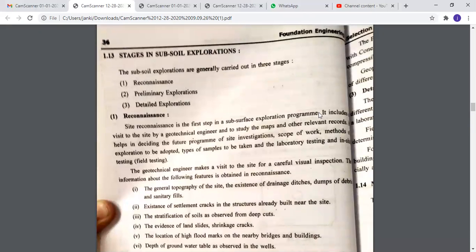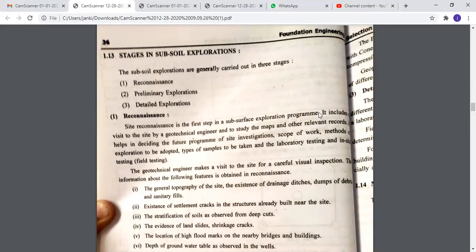So the next topic is the stages in subsoil exploration. There are basically three stages. First one is reconnaissance, second is preliminary exploration, and third one is detailed exploration, right? Site reconnaissance is the first step in a subsoil exploration program, right?